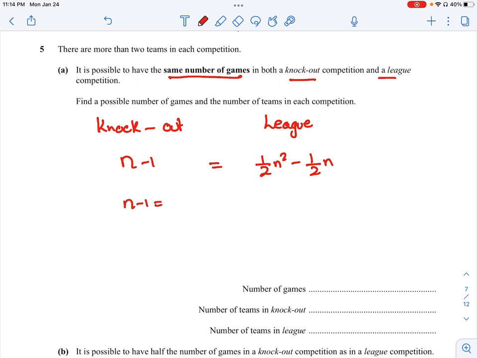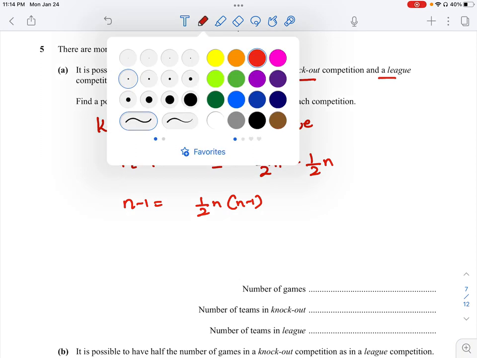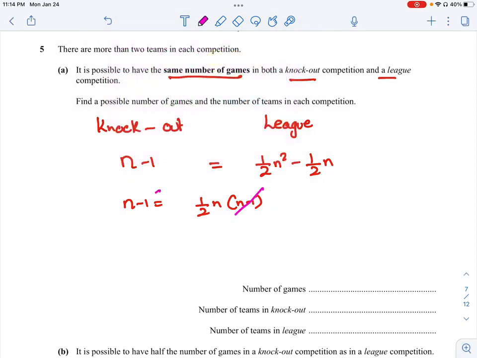So n minus 1 is equal to, take 1 upon 2 n common, n minus 1. So what does that become? n minus 1 gets cancelled. 1 equals n upon 2, n is equal to 2. So number of teams in knockout should be 2. Number of teams in league also to be 2. So the number of games they played is going to be 1. When there are only 2 teams, they play only 1 game.